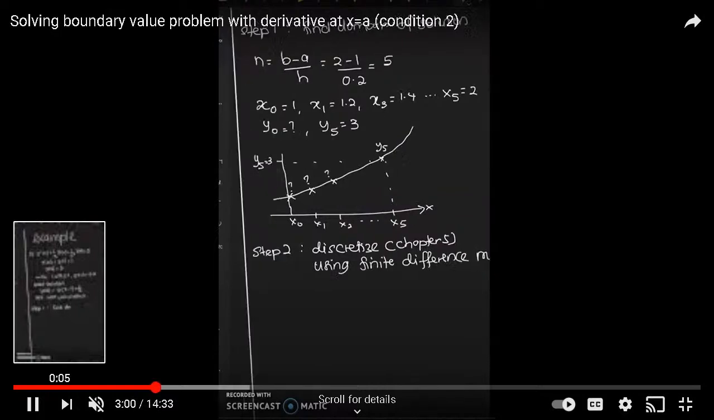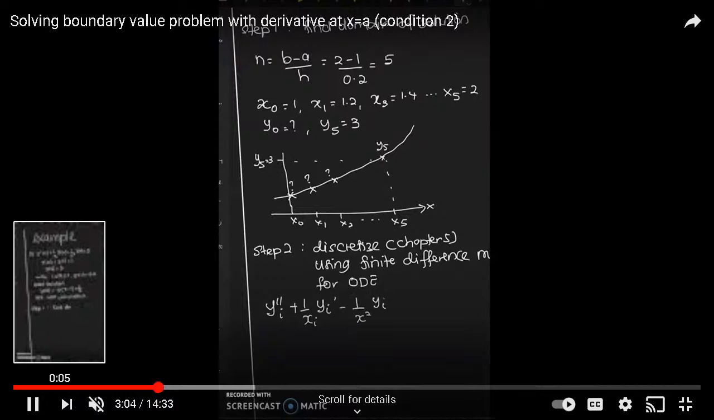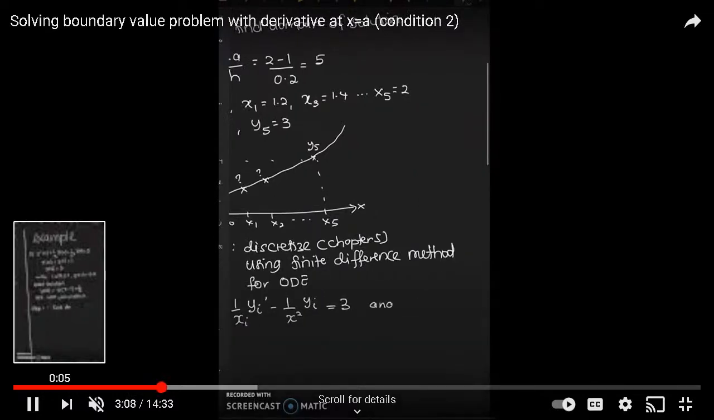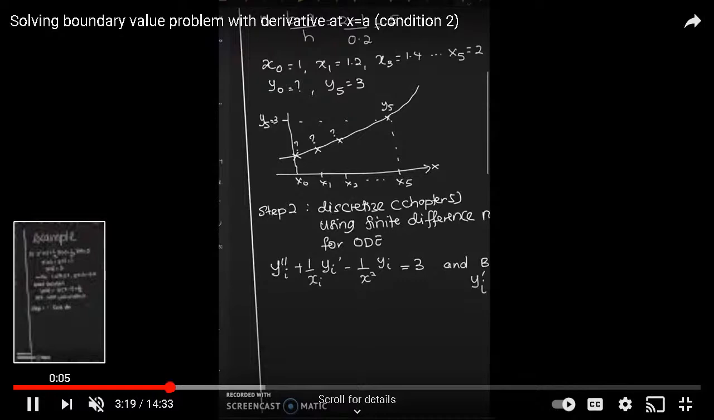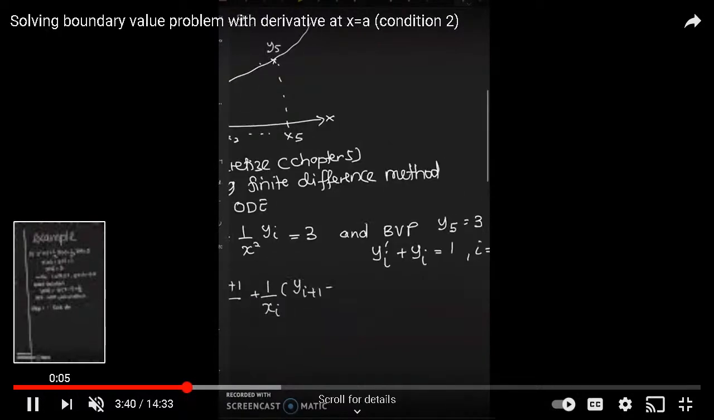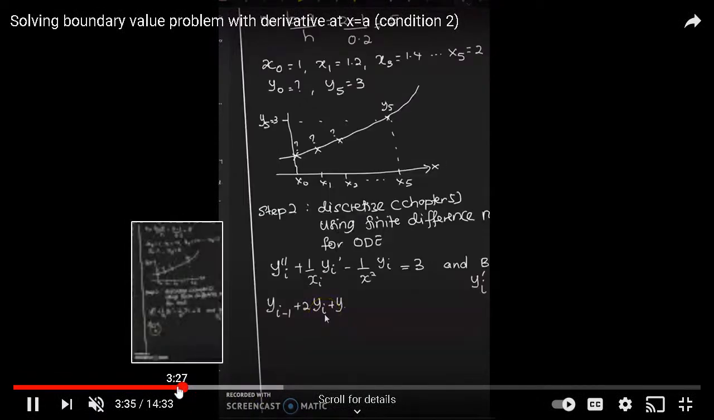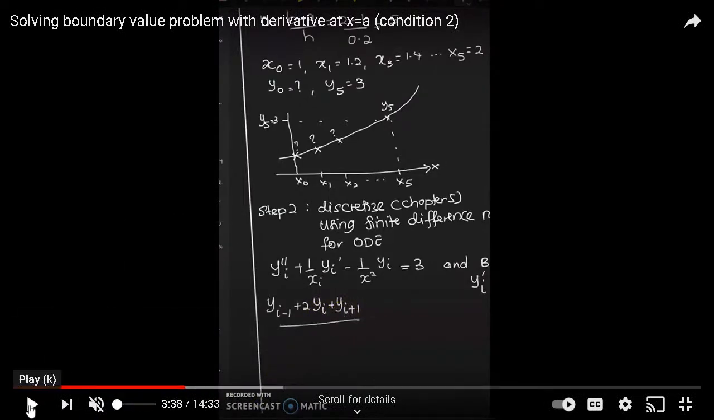The second step, use chapter 5 to discretize y prime prime plus 1 over xi y prime minus 1 over xi squared y equal to 3. Use the center difference formula, second order 5.8, and for the second order derivative, three-point formula 5.11. Now I apply the second order derivative 5.11 for the first term, so you can replace it with yi minus 1 minus 2yi plus yi plus 1 divided by h squared. You need to know this to get y prime prime.